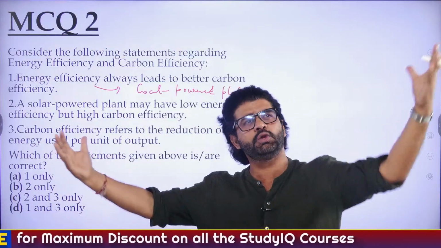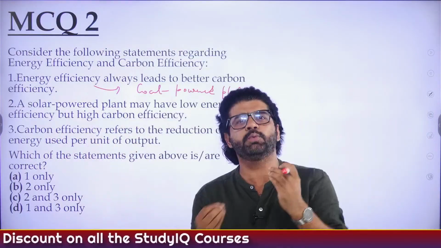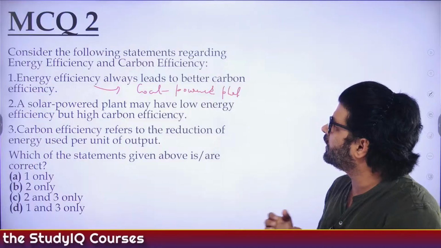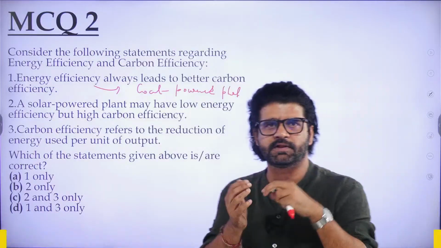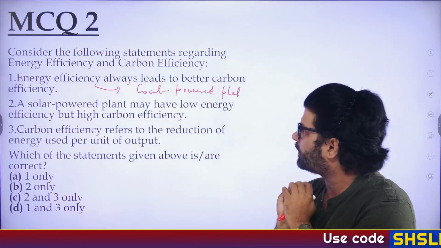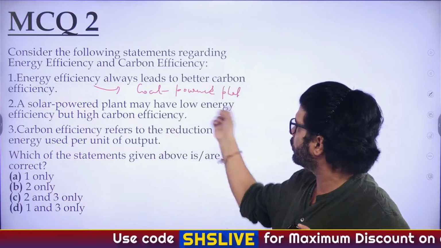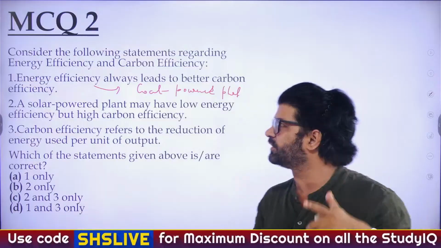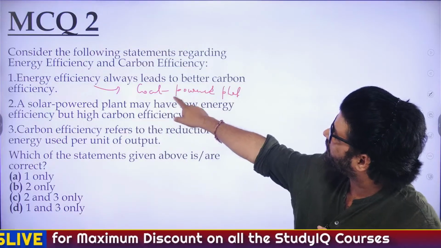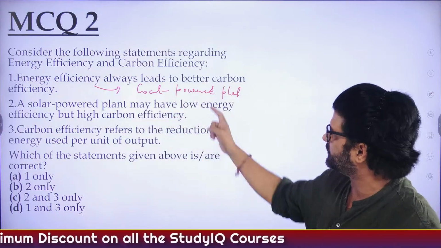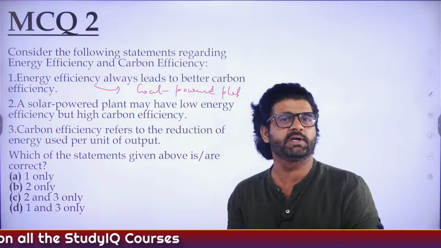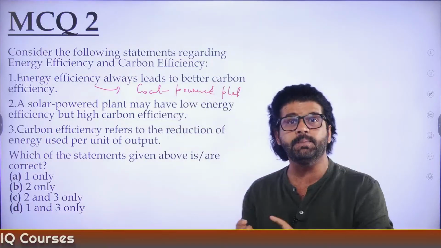In a solar power plant, you extract so much energy but produce so little electricity; so many things depend upon whether electricity will be produced by a solar power plant or not. So solar power plants are not that energy efficient compared to coal power plants, but they are carbon efficient. So it doesn't mean that energy efficiency always leads to better carbon efficiency. Coal power plants are energy efficient, but they are not carbon efficient. They emit a lot of CO2.